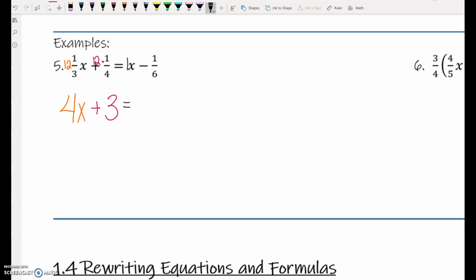Okay, the next one's easy. Multiply by 12. 12 times 1x is 12x. And then finally, multiply negative 1/6 times 12. 12 times 1 is 12. 12 divided by 6 is 2. That term had a negative in front of it, so it becomes negative 2. Multiplying everything by 12 makes those fractions all cancel out. 4x plus 3 equals 12x minus 2. That's a slightly nicer equation to work with. So take a moment and finish solving that one.